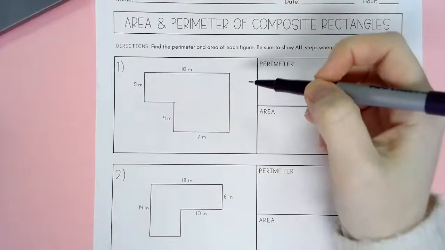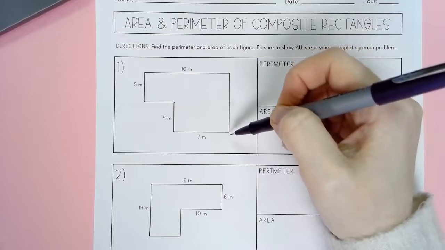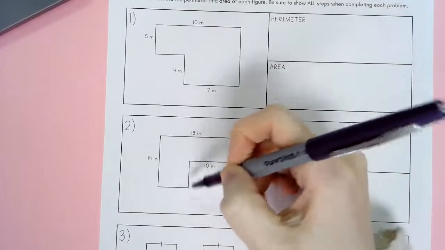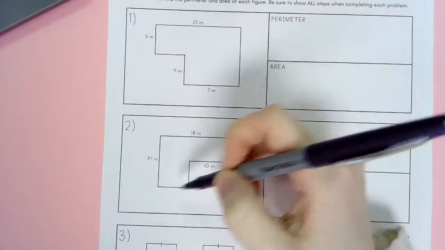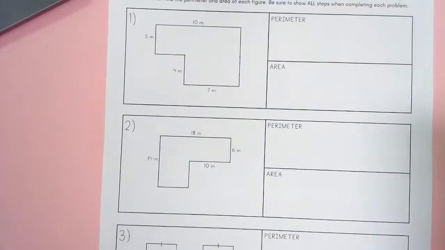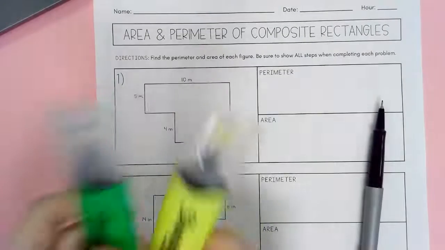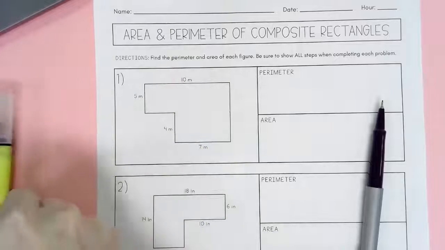The most difficult part, in my opinion, is finding the missing side. If you notice, each one has missing sides, and you need to use the side lengths that are available to figure out those missing sides. So I am going to use a couple highlighters to help show you this. If you want to get two colors to use, you can do that.